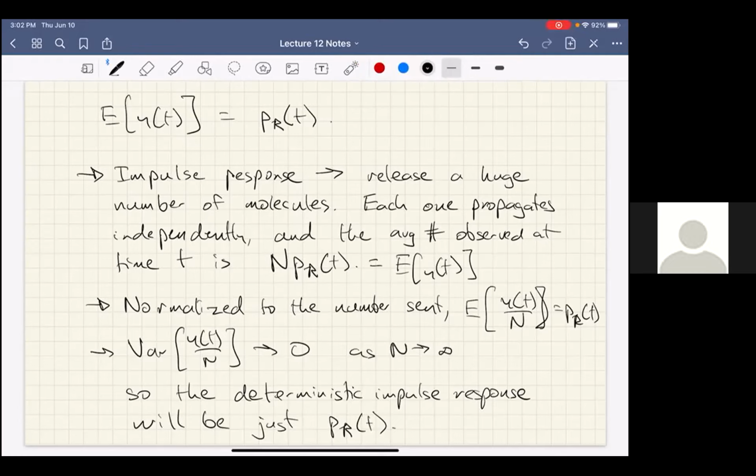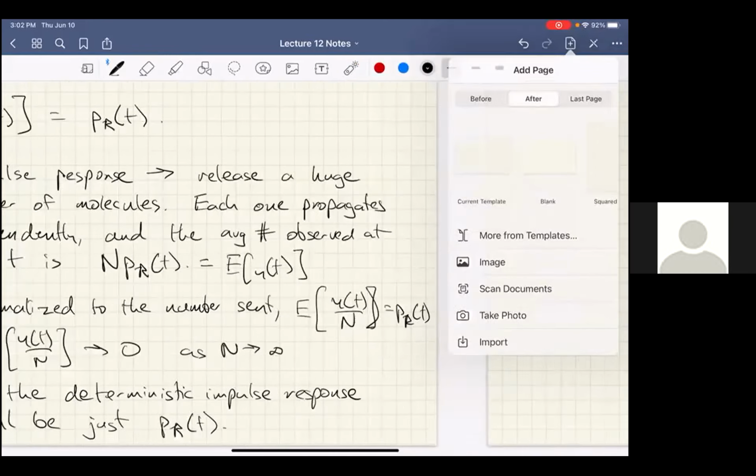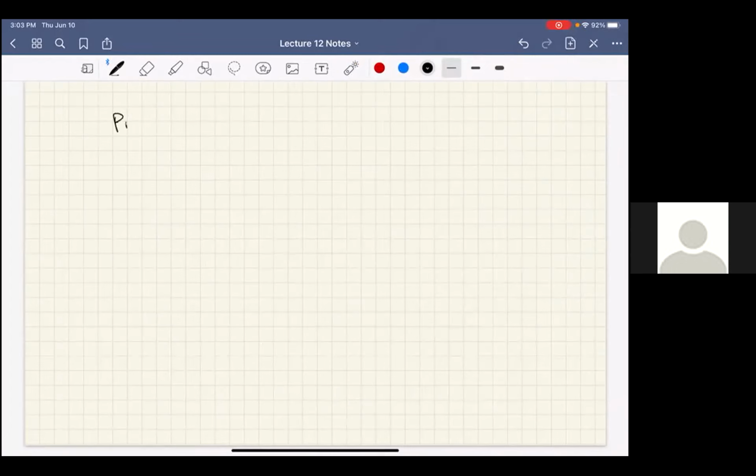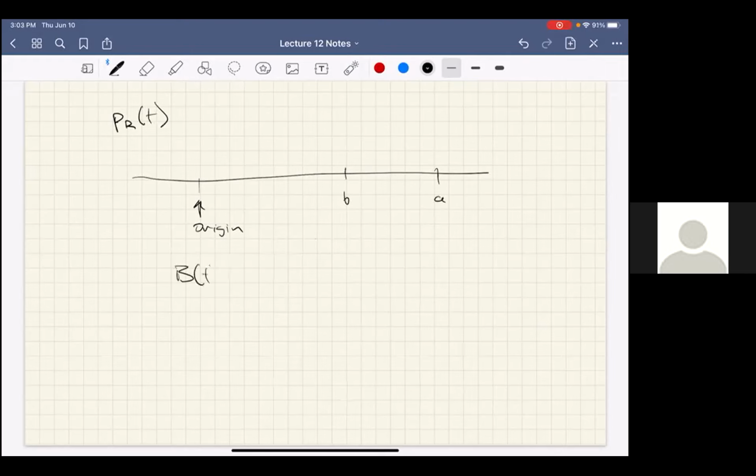I'm going to post a notebook related to this so that you can see exactly how it works. I just want to point out, what is PR of t? In fact, we saw what PR of t was in the previous lecture, but just to go over it once more: I release from the origin, and I want to know the probability that my molecule is between A and B. At any time the Brownian motion is distributed Gaussian with mean 0, assuming the initial position is 0. So it's mean 0 and variance 2Dt.